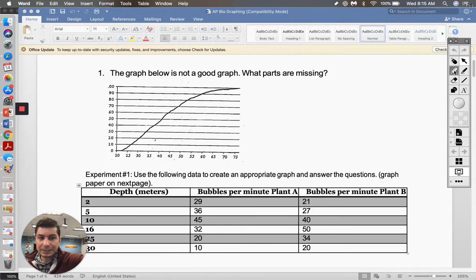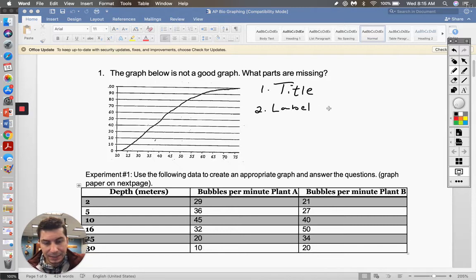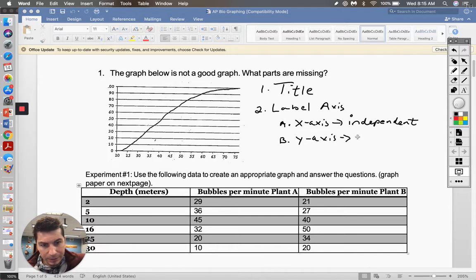Well, there's 3 parts missing from that graph. The first thing, we always need a title. Okay, title. Second thing, we need to label our axis. All right, so we're going to have the x-axis. That's going to be our independent variable. And then our y-axis, that is going to be our dependent variable.